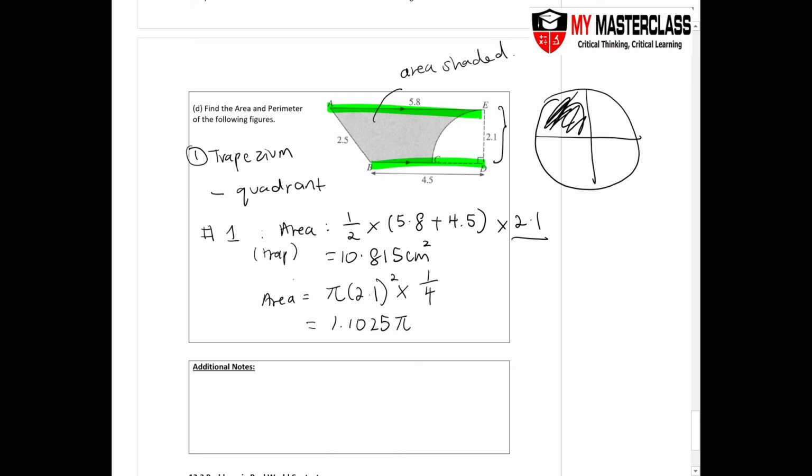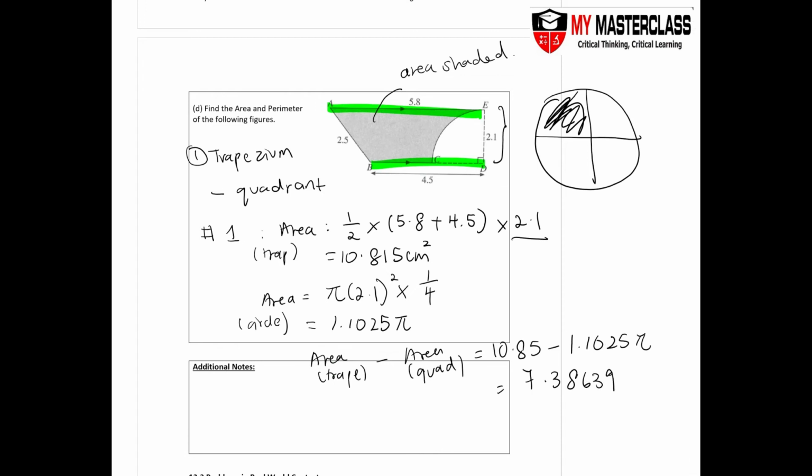So what will I do? I will take area of a trapezium minus the area of the quadrant. Then I will find my final answer. So I have 10.815 minus 1.1025 pi. What will I get as my final answer? Now you key in the actual value of pi in your calculator, unless otherwise stated. So please take note, always leave your answer as 3SF unless otherwise stated, and indicate that you have used 3SF.